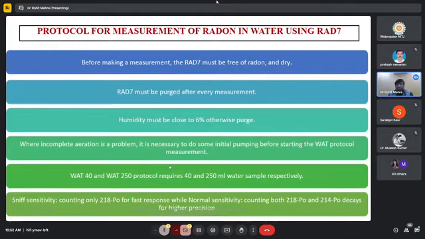Before making the measurement, the RAD7 must be free from radon and it should be dried. The RAD7 must be purged after every measurement. Purging is very important because the previous reading's effects will be there. So you have to purge it again and again after performing a new measurement. And the relative humidity must be very close to 6%. Otherwise, again, we have to repeat the purging process. These types of measurements are very important for estimation of polonium-218 and 214.